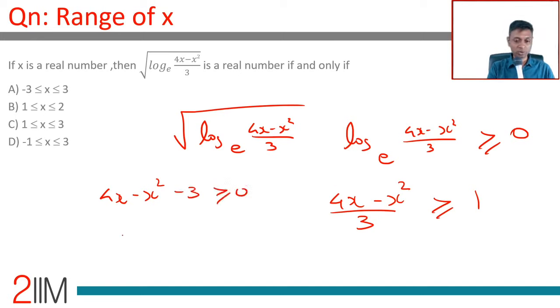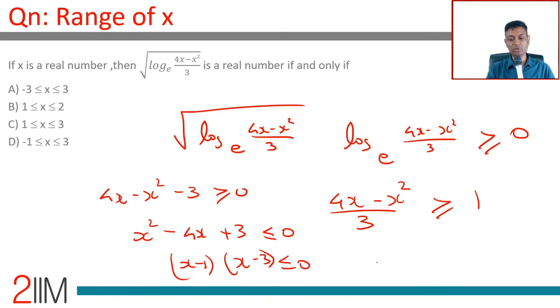This minus 3 comes over this side, or x square minus 4x plus 3 is less than or equal to 0. (x minus 1) into (x minus 3) is less than or equal to 0, or x should lie between 1 and 3, including 1, including 3. 1 less than or equal to x, less than or equal to 3. That is the answer we are looking for.